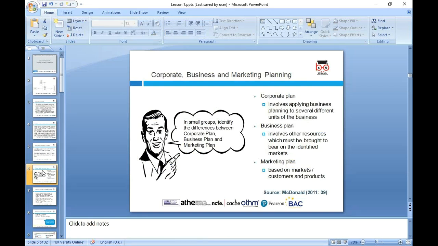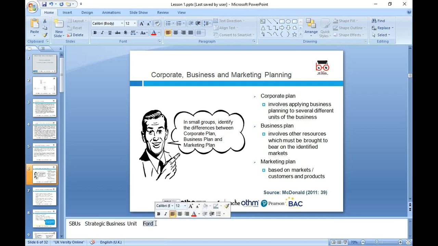So corporate, business and marketing planning. A corporate plan involves applying business planning to several different units. Have we heard about SBUs? No. It's called strategic business units. If we look at Ford, how many brands do they have? Different models. We have Ford Mondeo, Ford Fiesta, Ford Focus. Each of them is one business unit, one strategic business unit.